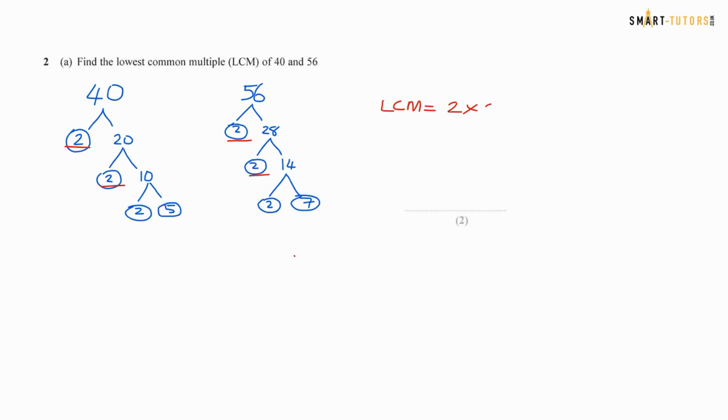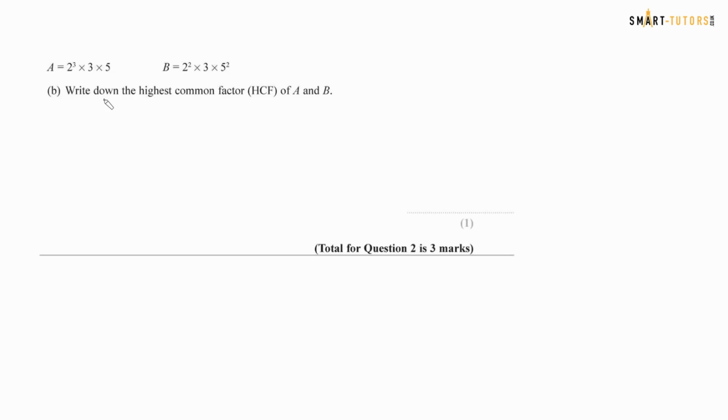So there are two 2's here, one of the 2's selected. Here is another pair of 2, so another one selected. The missing ones are 5 and 7, which also need to be multiplied together with the 2's. So 5 times 7. The answer is 2 times 2 is 4, times 2 is 8, 8 times 5 is 40, 40 times 7 is 280. So our final answer for part A, question 2, is 280.